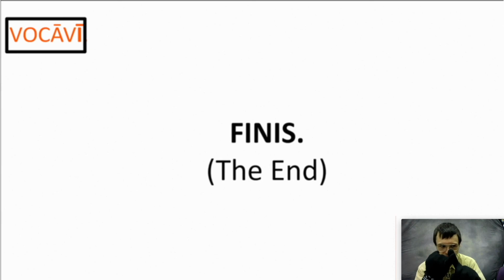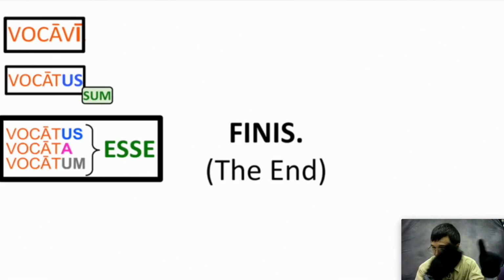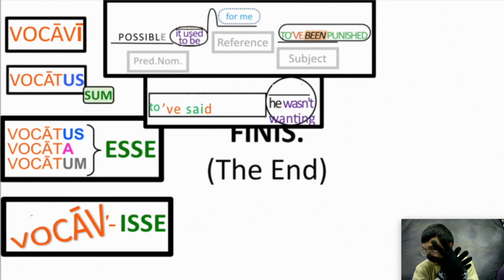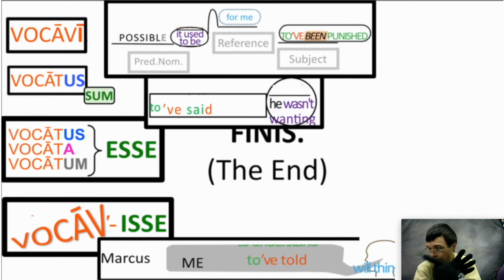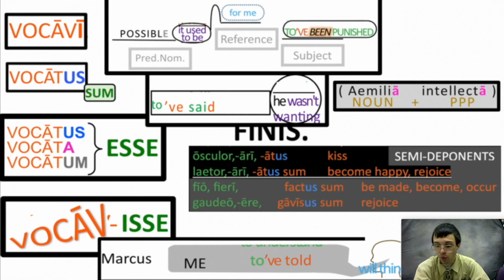At this point, you've learned the perfect tense, the perfect passive infinitive, the perfect active infinitive, all the ways those are implied in subjective infinitive, complementary infinitive, indirect statement, and an ablative absolute. And now we've also learned deponents in their perfect tense.